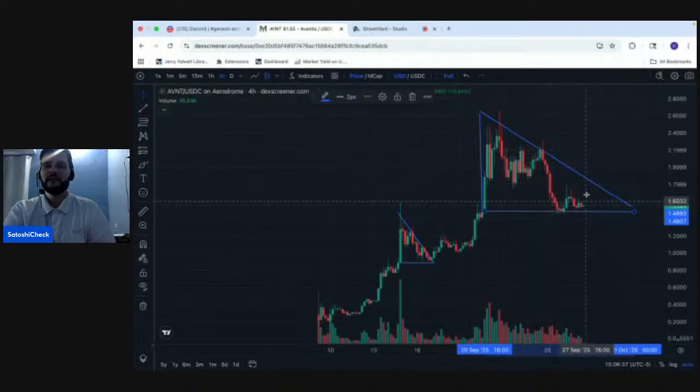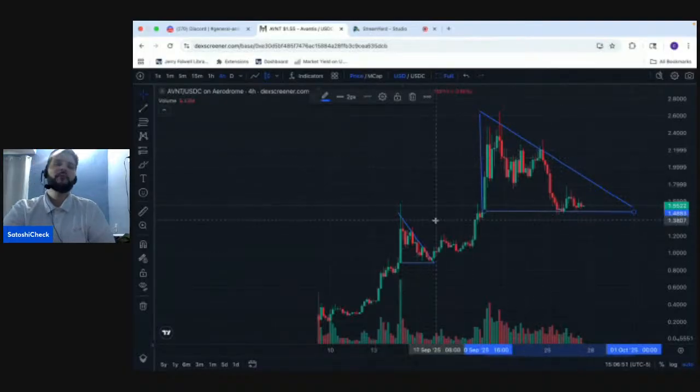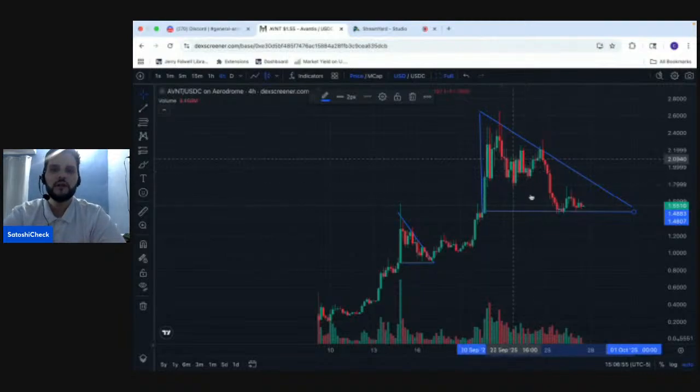So AVNT kind of looks like it's going to trade inside this range. Yeah, so like 4 hours. Right now it's down like $1.55. That could hold, we've got to see. But this isn't the T. But meme coins love this pattern, more than an actual token, meme coins love this pattern.